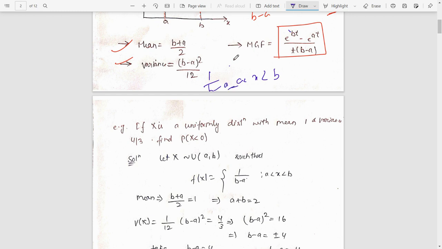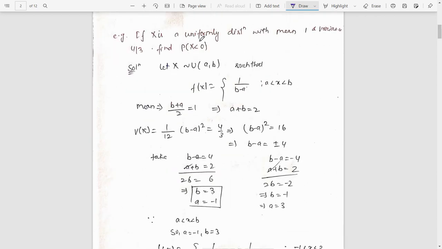Okay, so let's see how we can do some problems based on the uniform distribution. Let's say x is a uniform distribution with mean 1 and variance 4 by 3. So the mean is given as 1 and the variance as 4 by 3, and we have to find the probability of x less than 0.